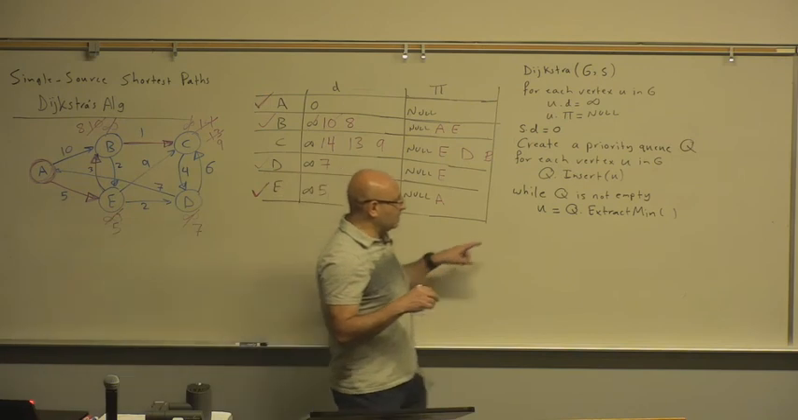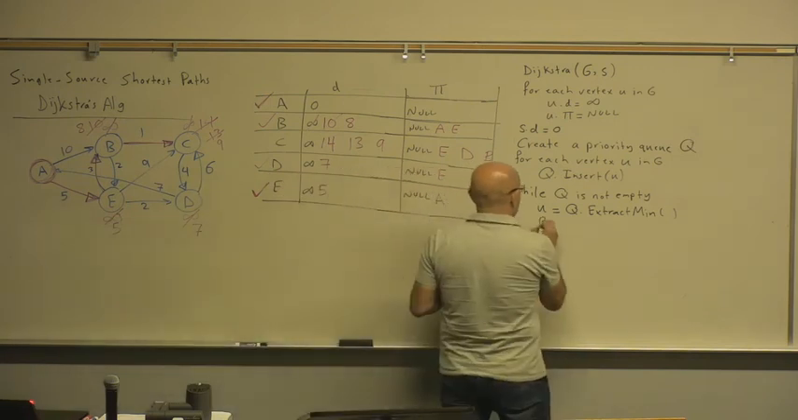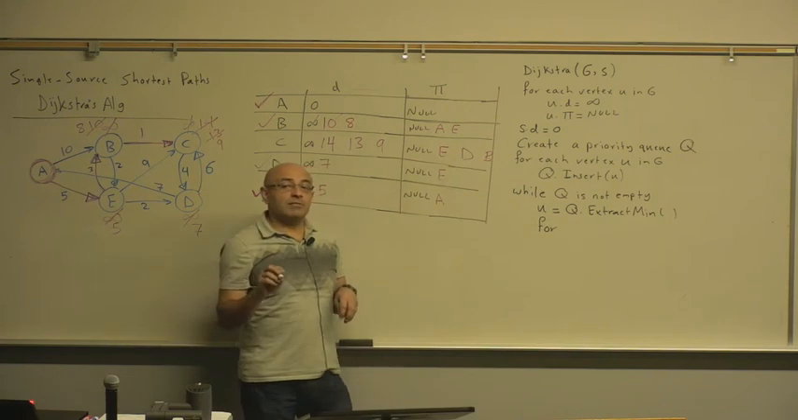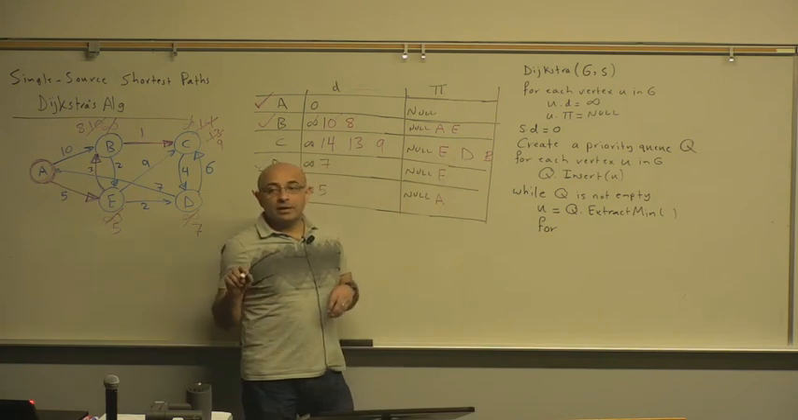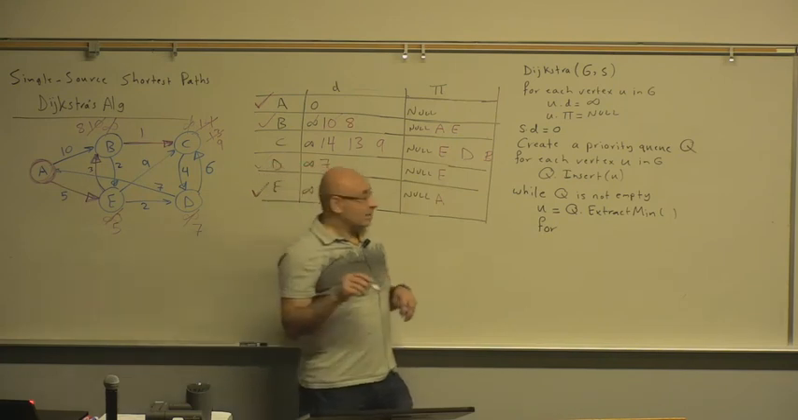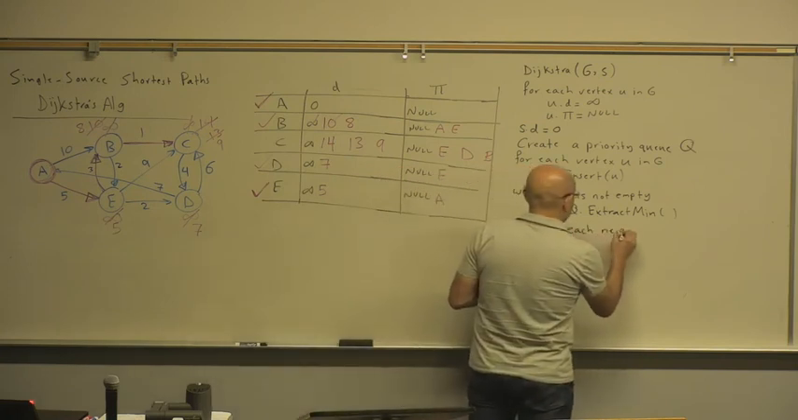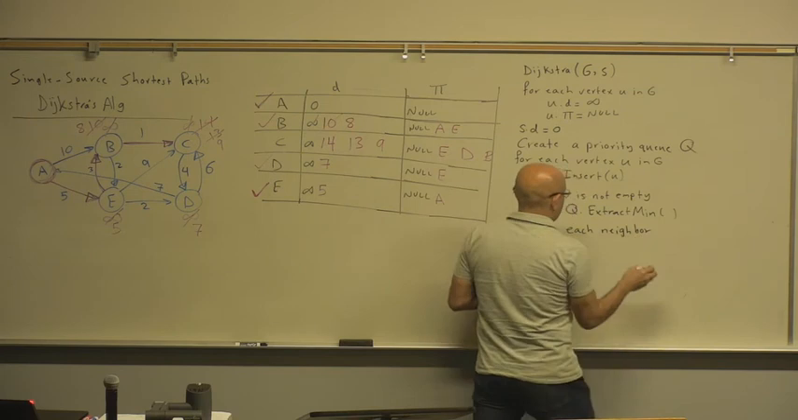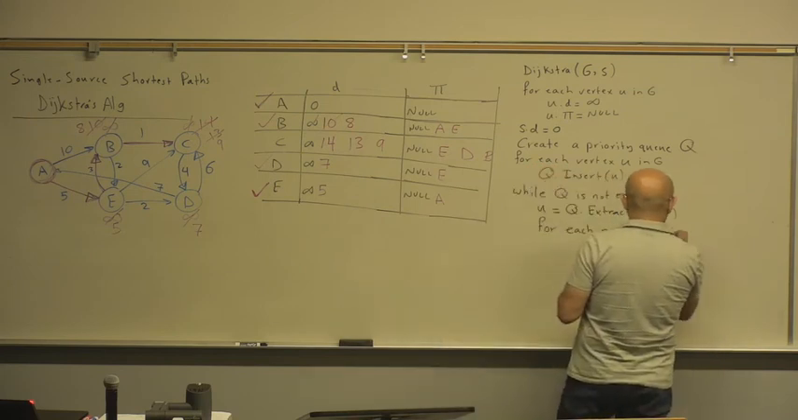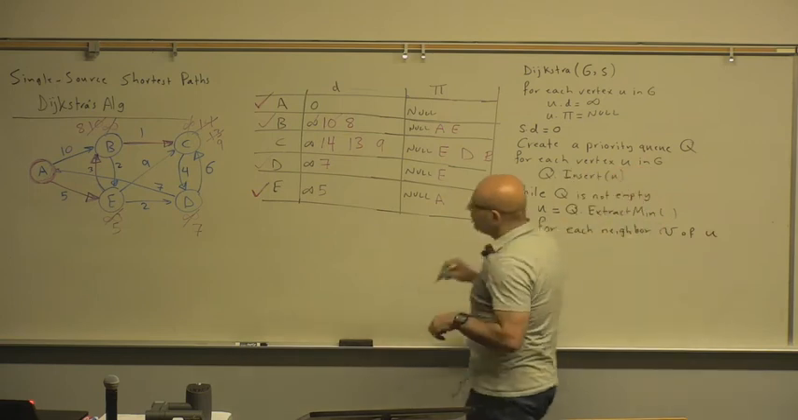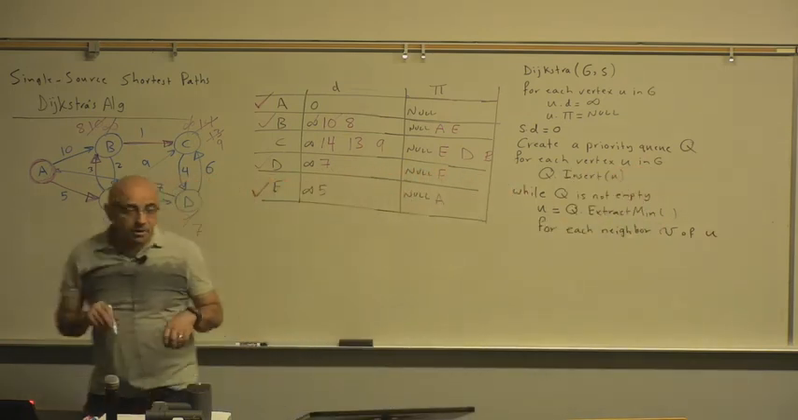So now we know that it has the minimum distance, so now we do that famous loop that goes through the neighbors that we have been doing in all algorithms so far. So for each neighbor v of u. Now, what do we do here? For each neighbor, what were we doing?